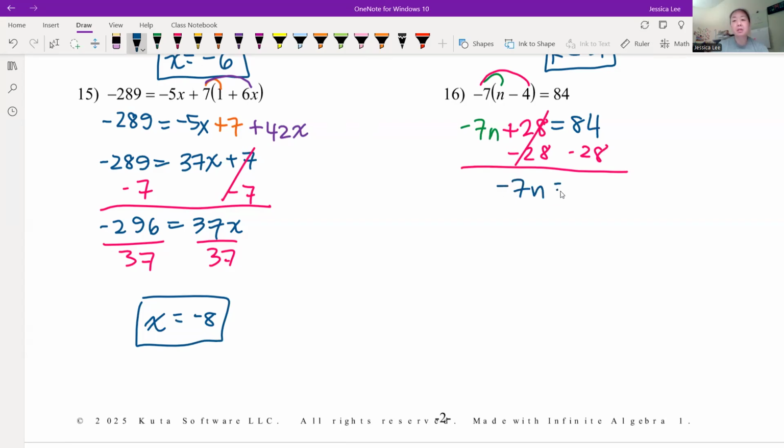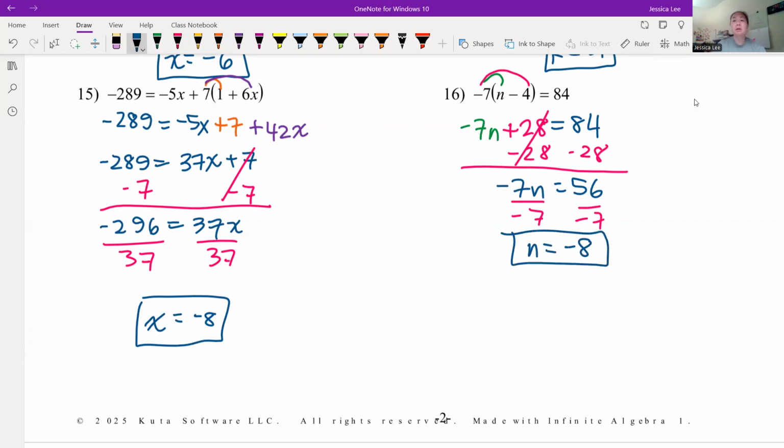So -7n is equal to 84 minus 28, which is going to be 56. And we're going to divide by -7, both sides. Equals n is equal to -8.